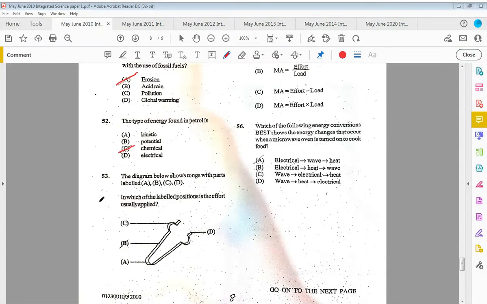In which of the labeled positions is the effort usually applied? The answer would be A. I'm sorry, B, right? So we'd apply the effort here. That's usually where we would hold the tongs to try and pick up, let's say, if it's a piece of ice or whatever material we're trying to pick up. So at here, at the base, we'll find the load, the fulcrum is to the top here.